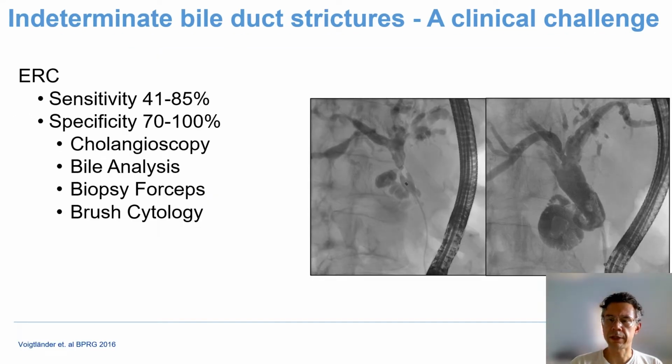As one of the first diagnostic steps, ERC is used in order to analyze bile duct stenosis. The sensitivity of ERC alone to detect tumors ranges from 41 to 85% in the literature, with a specificity of 70 to 100%. The detection rate of tumors may be enhanced when you use other devices or other approaches combined with ERC, such as cholangioscopy, bile fluid analysis, biopsy forceps, or brush cytology.